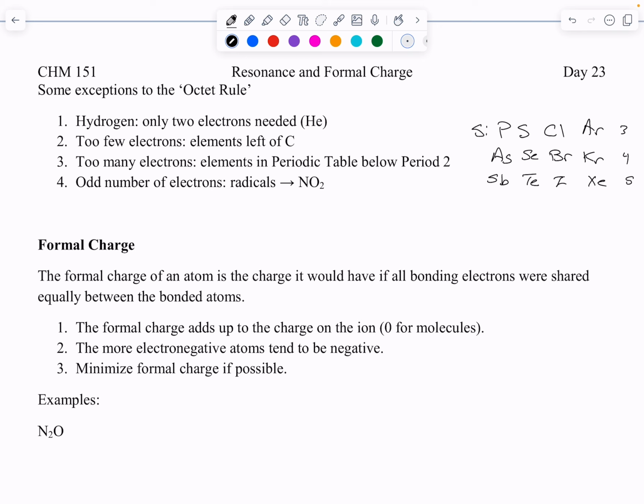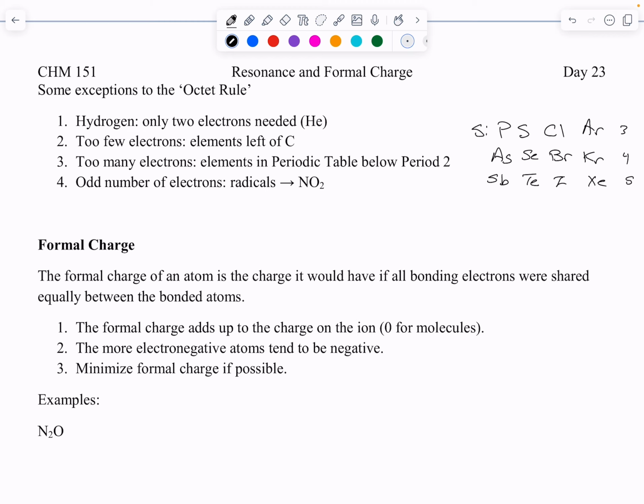And finally, odd number electrons, radicals, free radicals. You might have heard of those. They have an unpaired electron. Right now, they're less than 10% of reactions. However, if you talk about some biological reactions, they're important, and they do exist, and they are very reactive.